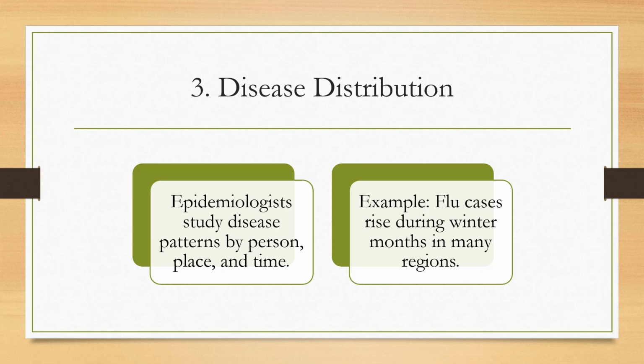Influenza is a good example. Every winter, flu cases increase in many regions. Epidemiologists monitor which populations are more affected and how the viruses spread. They also found that flu transmission increases when people spend more time indoors during cold weather. This information helps hospitals prepare for flu season and supports vaccination campaigns before outbreaks become severe.